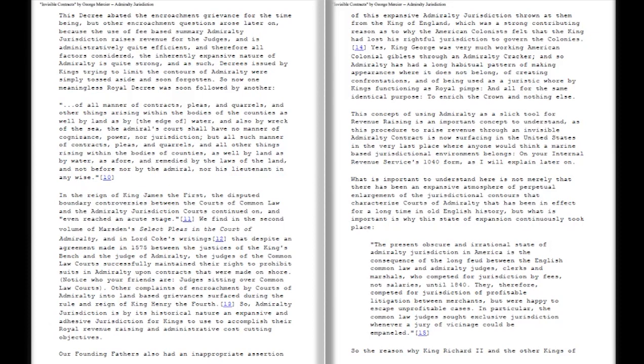Other complaints of encroachment by courts of Admiralty into land-based grievances surfaced during the rule and reign of King Henry IV 13. So, admiralty jurisdiction is by its historical nature an expansive and adhesive jurisdiction for kings to use to accomplish their royal revenue raising and administrative cost-cutting objectives.